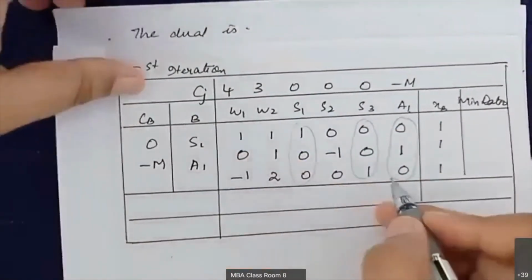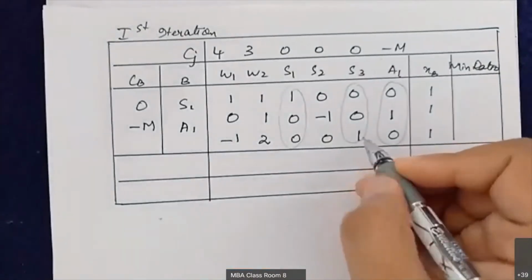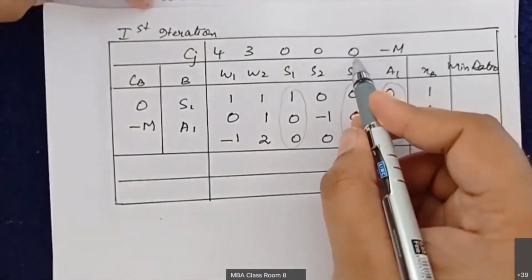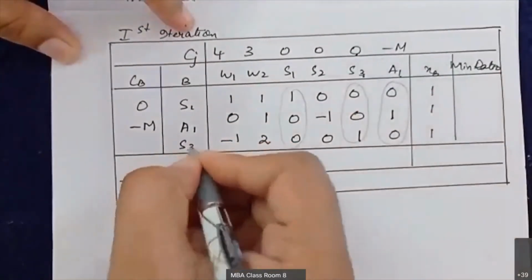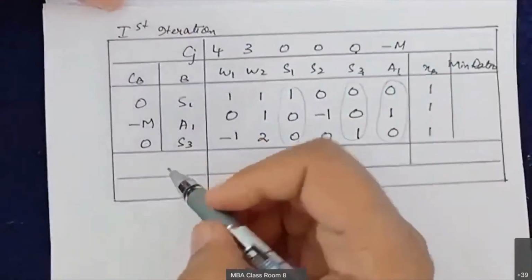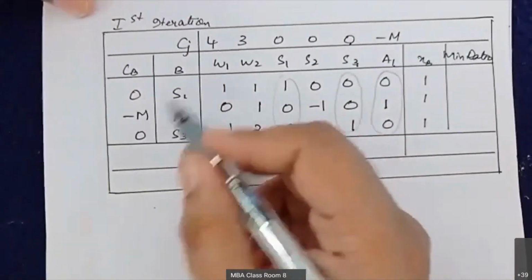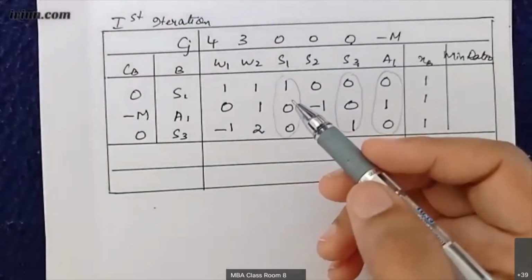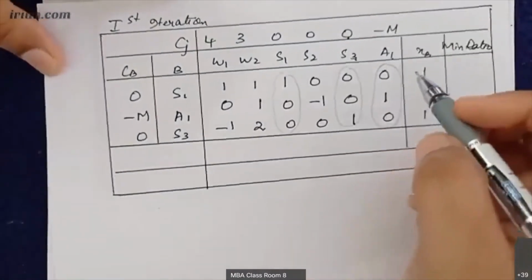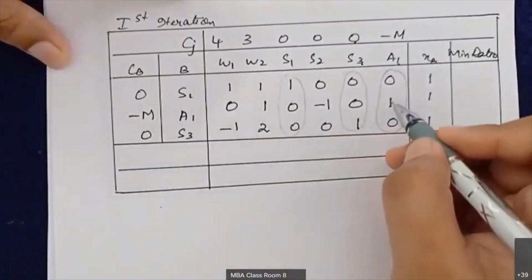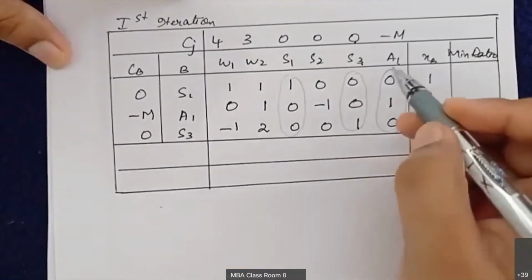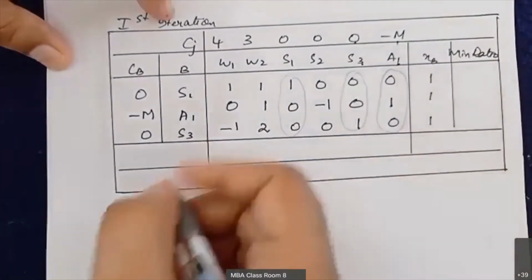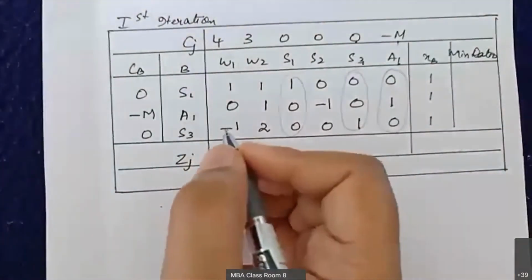In the third row, where do we have 1? We have 1 over here. The corresponding variable is S3, and the corresponding coefficient is 0. So S3 over here and 0. Please note over here, S2 is not there in the basic, because we are taking the basic variables according to the identity matrix. Is it clear over here? In the second row, we have 1 in the last place, the variable A1 with corresponding coefficient minus M. So we'll be writing it over here. Now we have Zj.